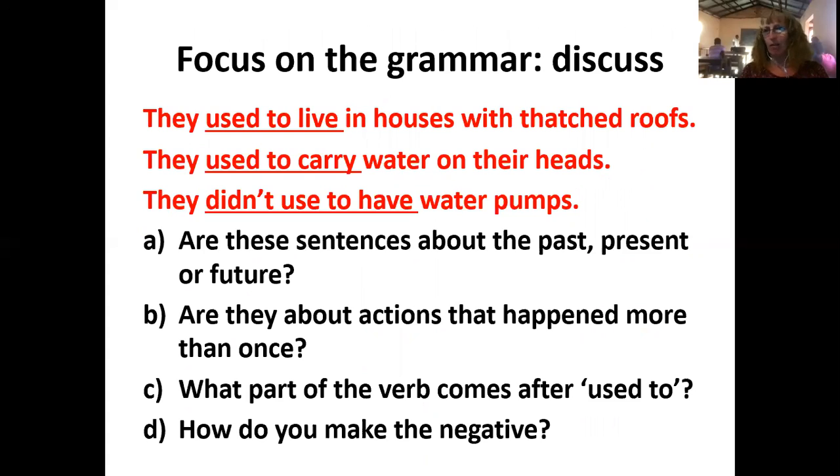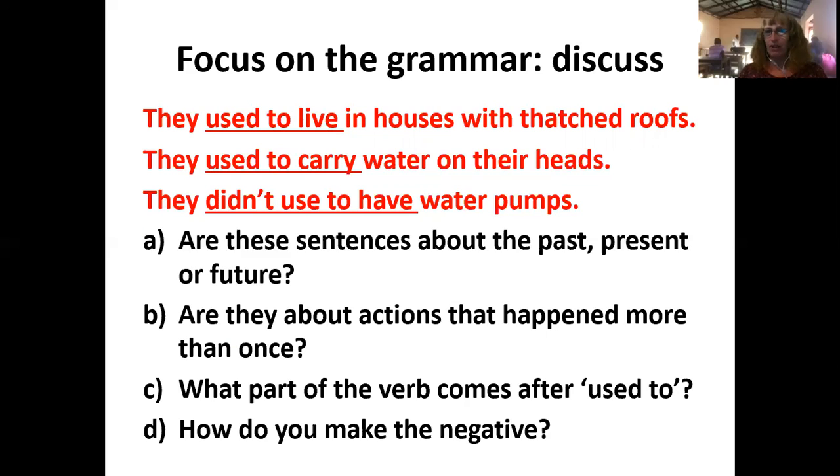And this is the grammar we're going to look at today. We have 2 positive sentences, 1 negative. And there are 4 questions, A, B, C, D. Can you pause to make some notes about these 4 questions? So, A, of course, they're about the past. B, did they happen more than once? Yes, these are repeated actions.